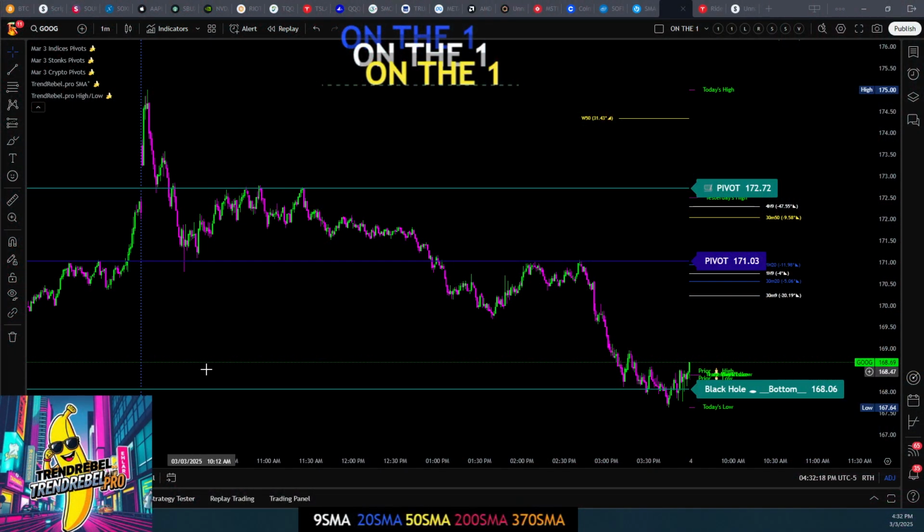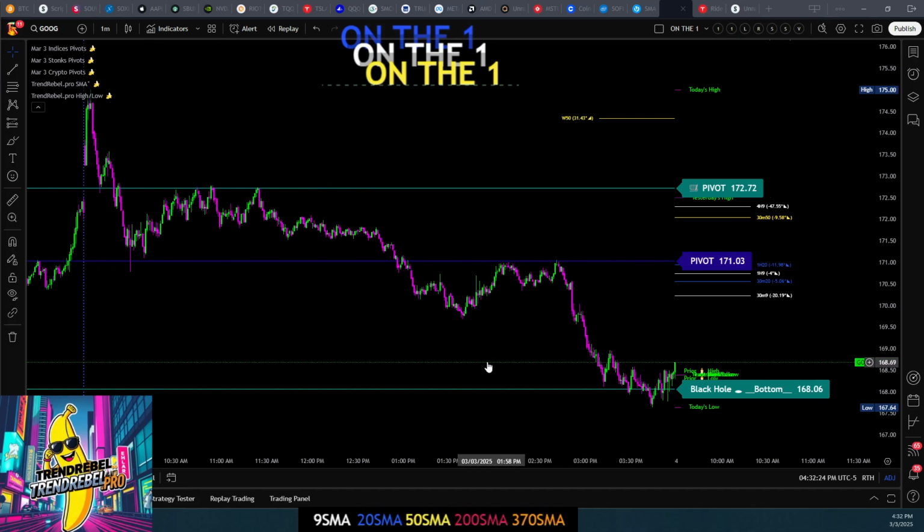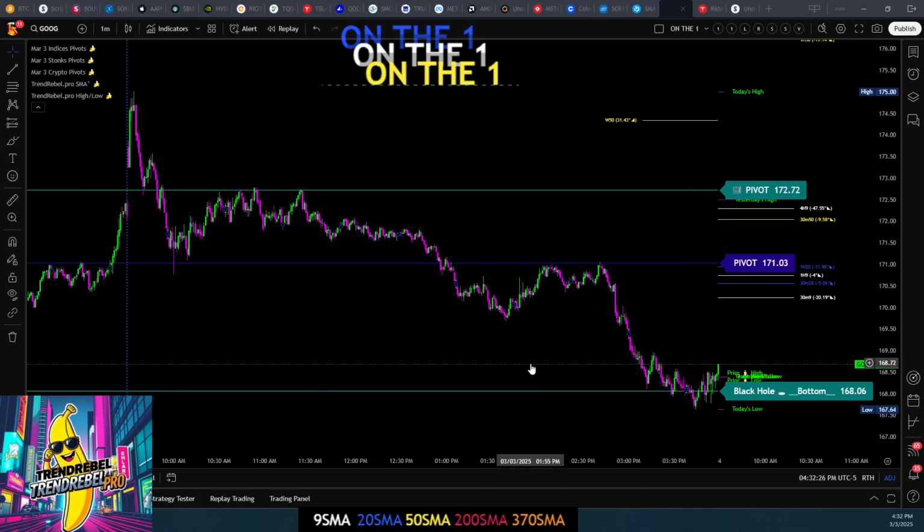Today we're going to take a look at Google's chart on the 1 minute, and just expand this out a little bit. There we go. So as you can see, there were three active pivots for the day. We had the 172.72, which was a weekly pivot, a 171.03, which was a monthly pivot, and then a 168.06, which was the bottom of a black hole on a weekly pivot.